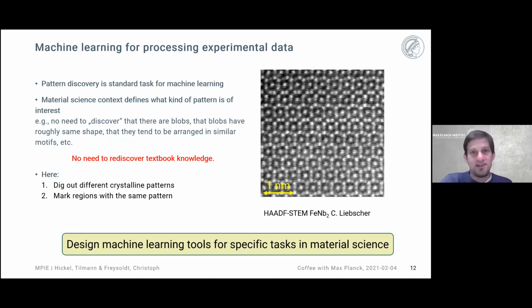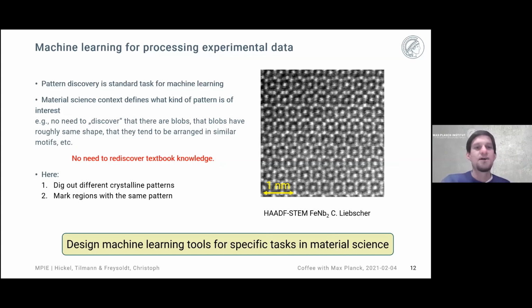Or you will also discover that they're regularly arranged. But this is, again, something that we already know because we're talking about crystalline structures. This is something that you can look up in a textbook. You don't need to discover this. So the important thing when you want to use machine learning in a material science context, of course, is that you need to discover the stuff that you do not know yet.